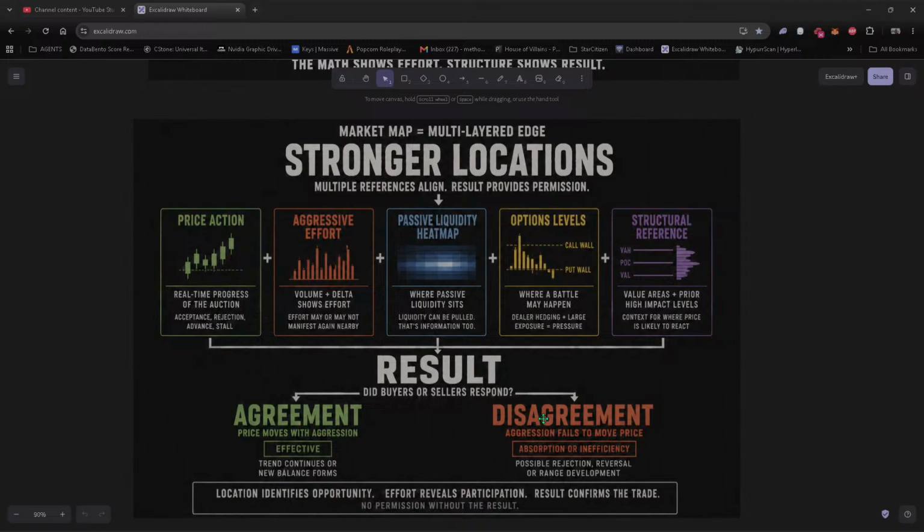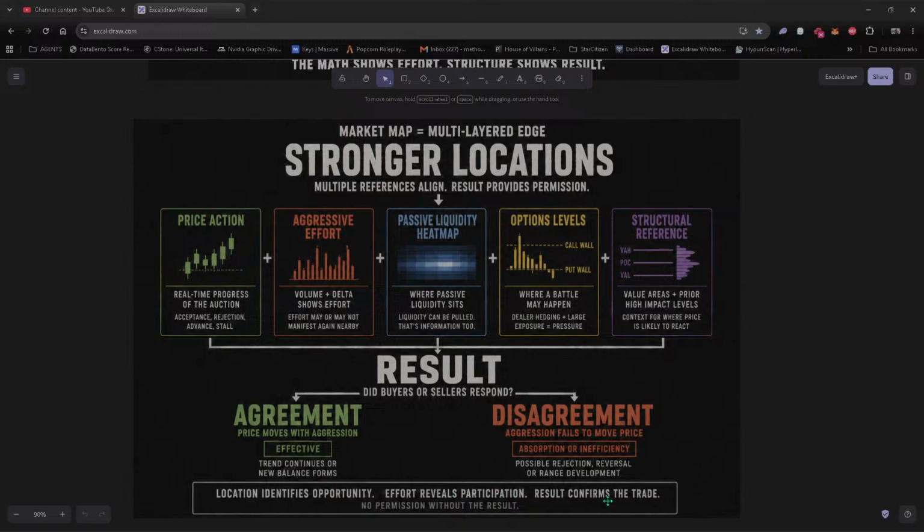And when there's agreement, we have a better trade location. Think of it that way. Where we have an edge, we have information: price moves with aggression, effective, trend continues, or new balance forms, as an example. Did buyers or sellers respond? No. Possible rejection, reversal, range development. Location identifies opportunity. Effort reveals participation. Result confirms the trade.